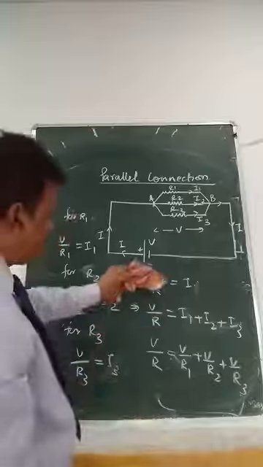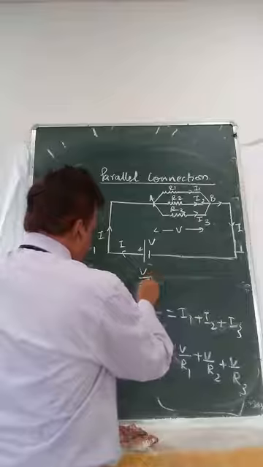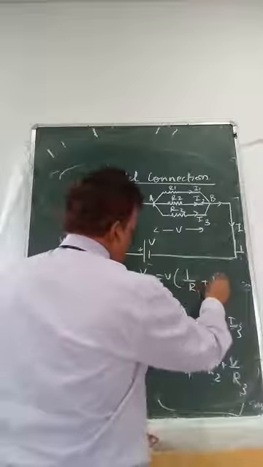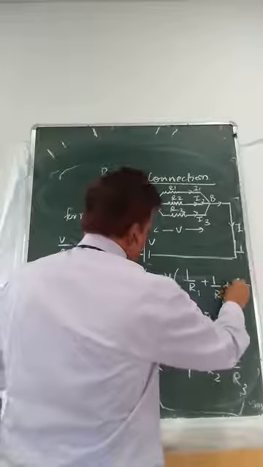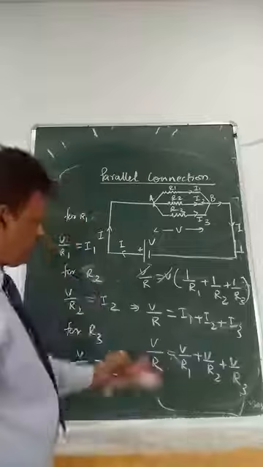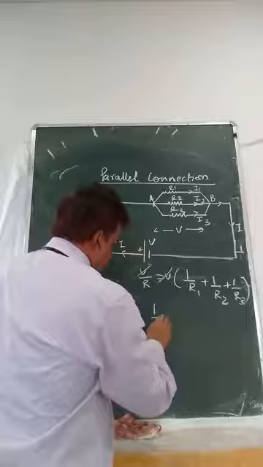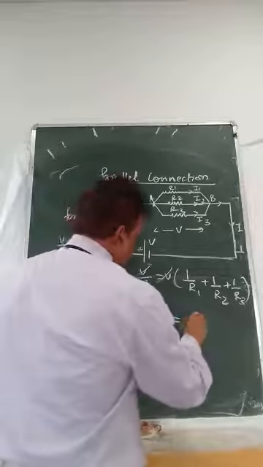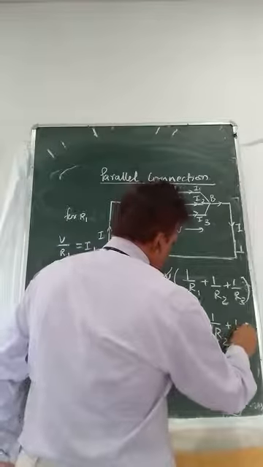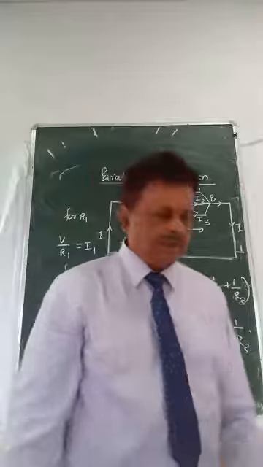Now what you can do is take V common. So V by R equals V common, 1 by R1, 1 by R2, 1 by R3. So V is cancelled. So the conclusion is, in the parallel connection, 1 by R is 1 by R1, 1 by R2, 1 by R3. Got the point?